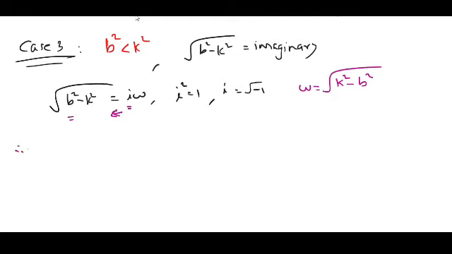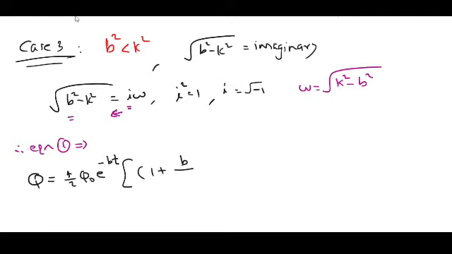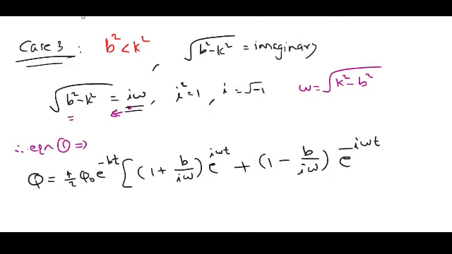Therefore, our equation 1, that is the expression for the charge, can now be written as q is equal to half is already there, q0 e power minus bt, then 1 plus b by, instead of root of b square minus k square, we will put i omega, into e power root of b square minus k square t, that we will replace by i omega t, plus 1 minus b by i omega into e power minus i omega t.